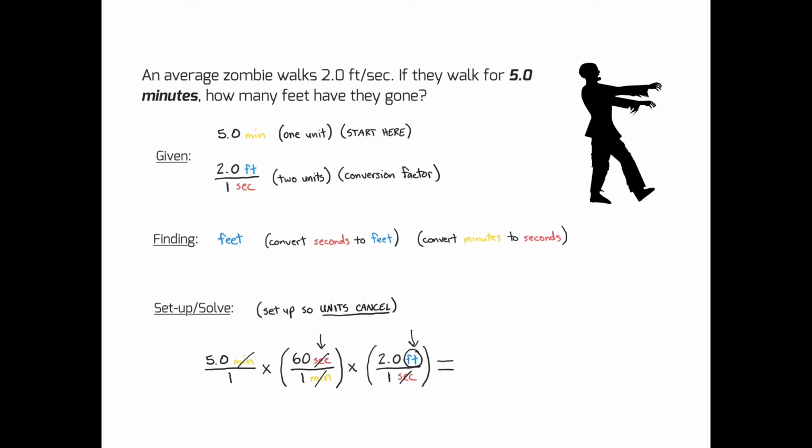And because feet is what we're looking for, we're ready to calculate. So we multiply 5 times 60 times 2, and again we can divide by 1 if we want to, but it's not going to change anything. And what we find is that after 5 minutes, our zombie has now walked 600 feet.